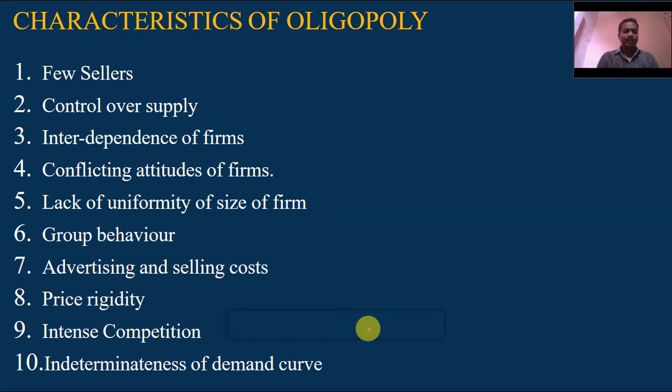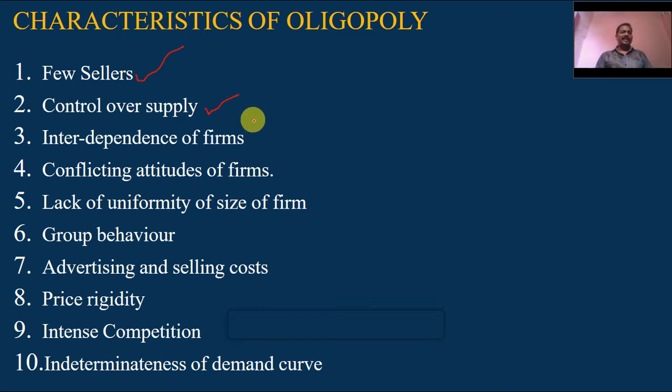The very first one is few sellers. As already said, oligopoly is a Greek word derived from the two words oligo and poly, meaning few sellers and many buyers. They're selling differentiated and homogeneous products. Another important feature is control over the supply. Since these are few sellers and the total market is divided among the few, they have total control over the supply in the market.